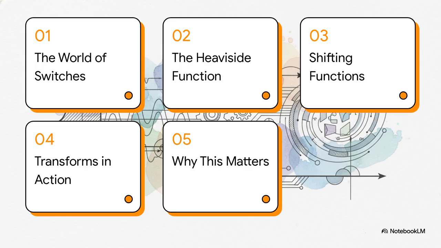So here's our game plan. We'll kick things off by talking about the problem of these sudden changes. Then, I'll introduce you to the brilliant function that was designed to solve it. We'll see how to use that function to control other functions, walk through a few really important examples, and at the end, we'll tie it all together to see why this is so critical in fields like engineering and physics.